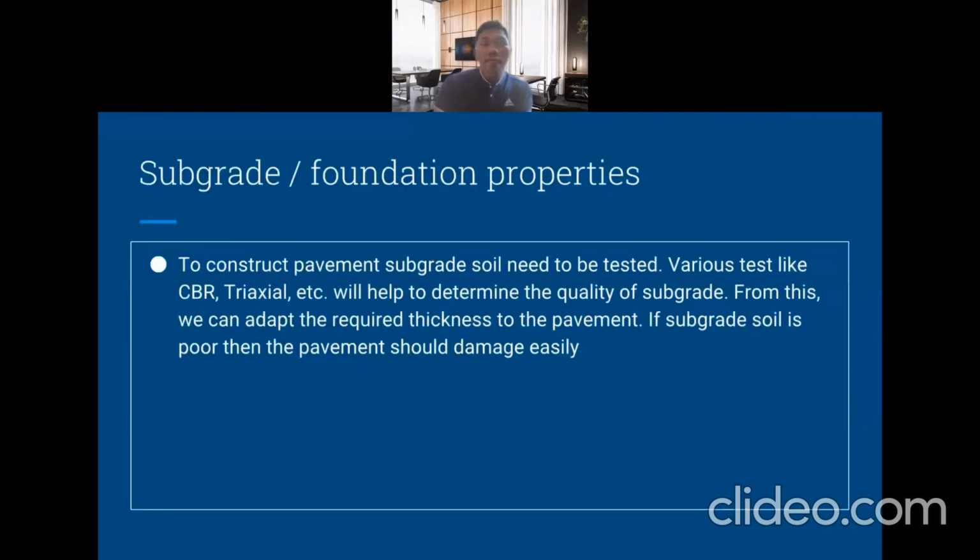So lastly, the factor that also affects the pavement design is the subgrade or the foundation properties. To construct a pavement, the subgrade soil actually needs to be tested. Various tests like CBR, triaxial, and also other tests will help to determine the quality of the subgrade. From this, we can adapt the required thickness of the pavement. If the subgrade soil is poor, then the pavement will be damaged easily.